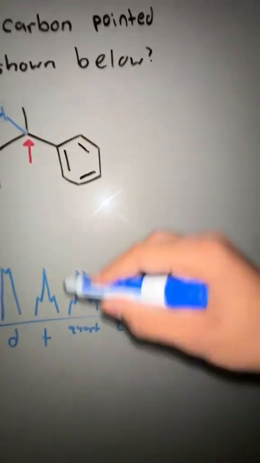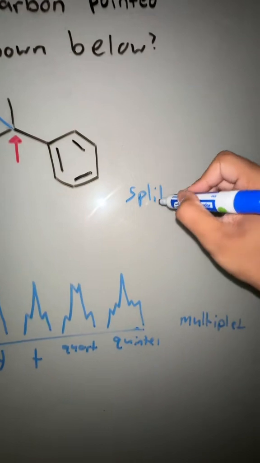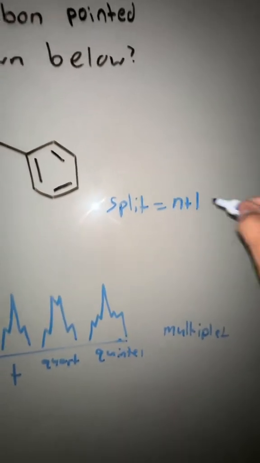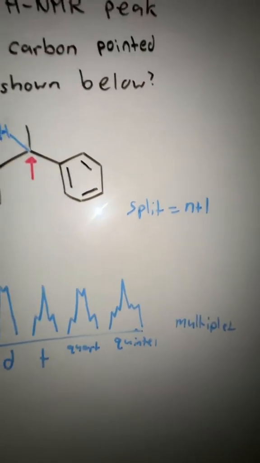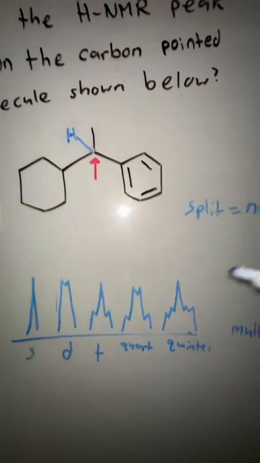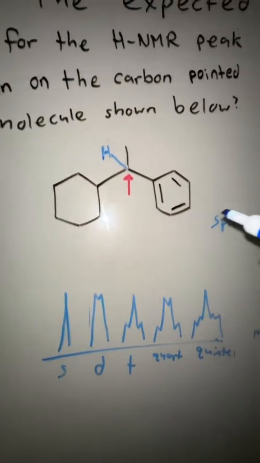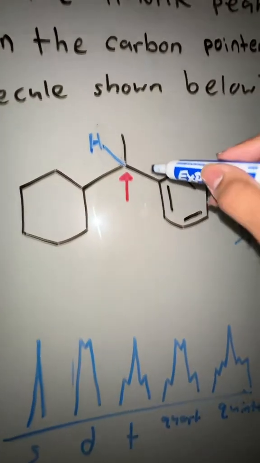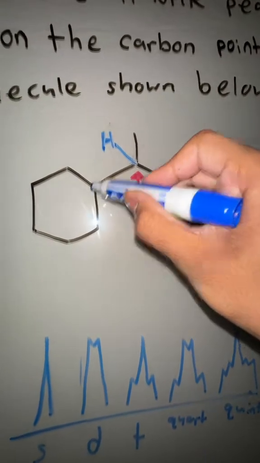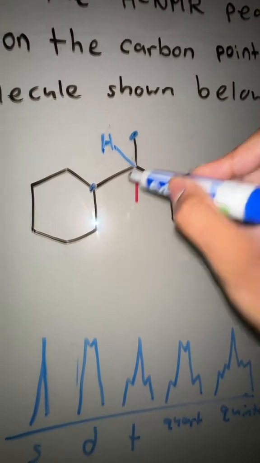So how do we get this? The formula I use is the number of splitting equals n plus 1. What is n? N is the number of hydrogens on the adjacent carbons, overall hydrogens. So let's take a look at this. Right here, we have one adjacent carbon here, an adjacent carbon, and an adjacent carbon, because we're looking at this carbon in particular. So we have these 3.